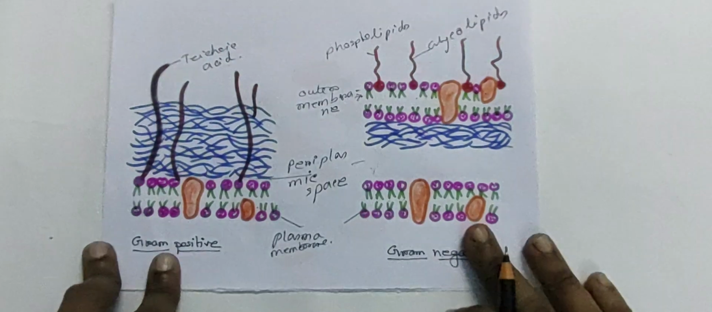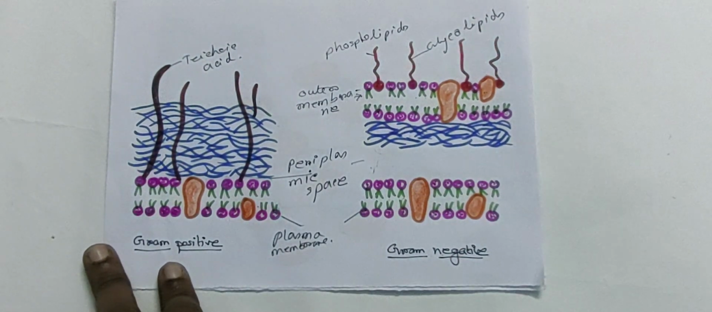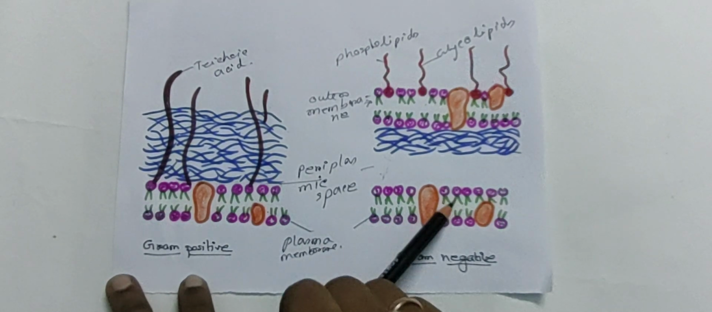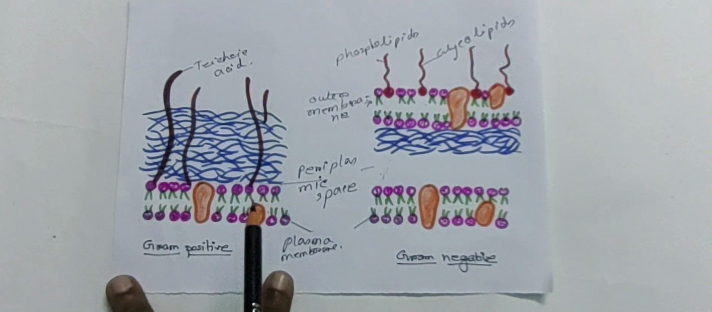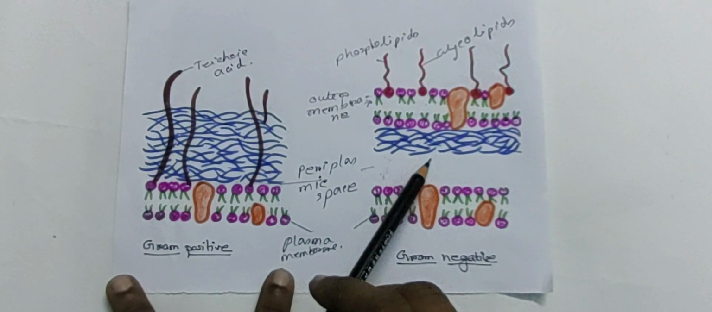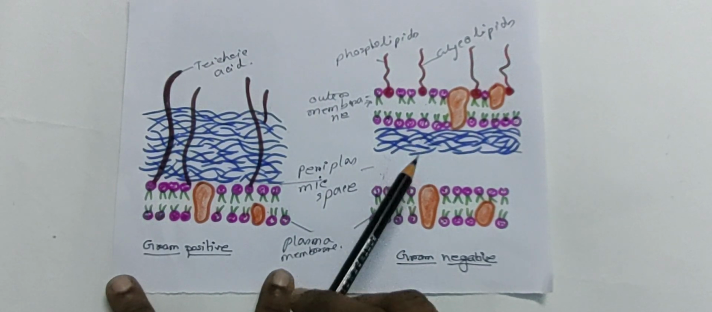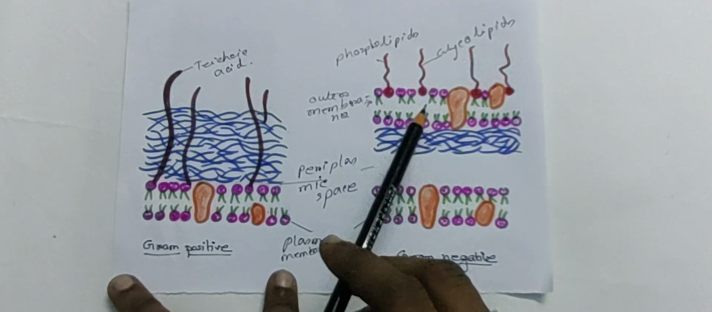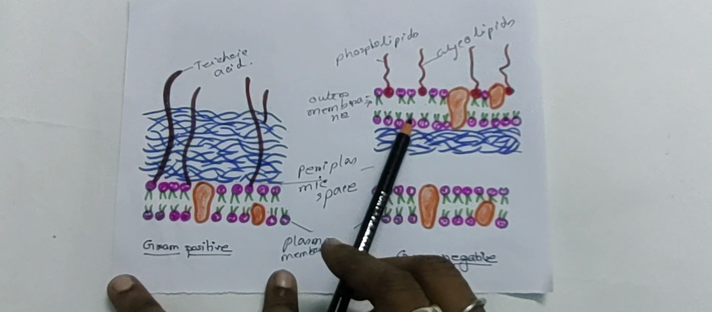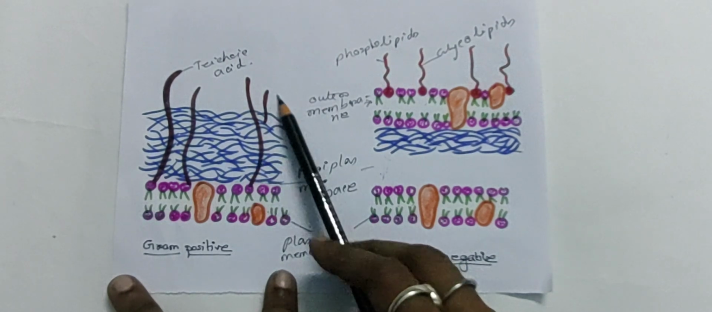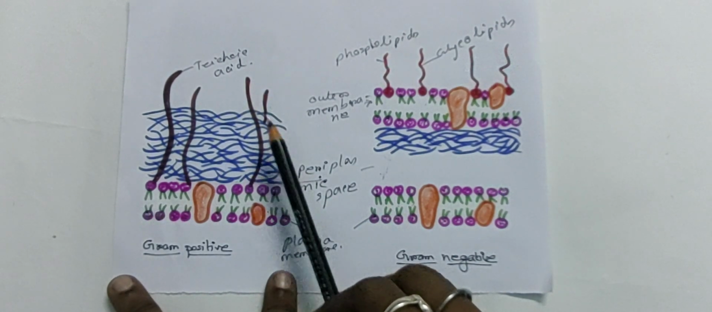Teichoic acid. Okay, so now revise once again. Cell wall of gram-positive and gram-negative bacteria. Gram-positive bacteria have a thick peptidoglycan layer and a very thin periplasmic space. Gram-negative bacteria have a thin peptidoglycan layer and more periplasmic space. Along with these structures, gram-negative bacteria have an outer membrane. The outer membrane is linked with phospholipids and glycolipids, and in case of gram-positive bacteria, they have a special structure called teichoic acids. Okay.